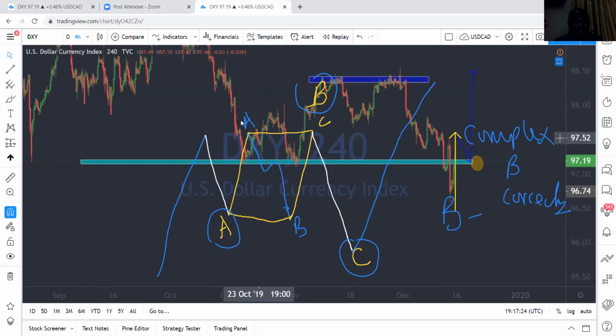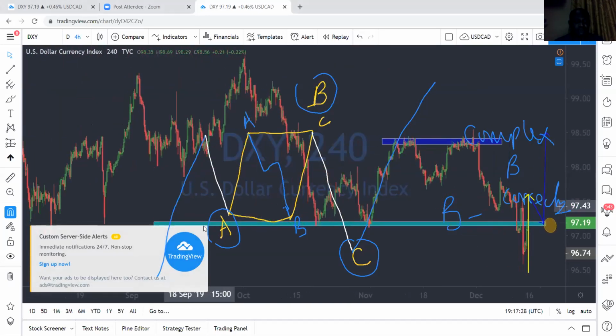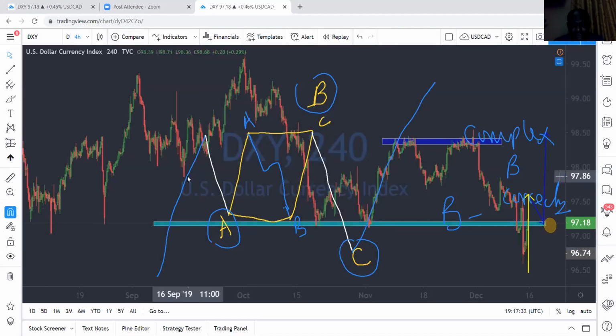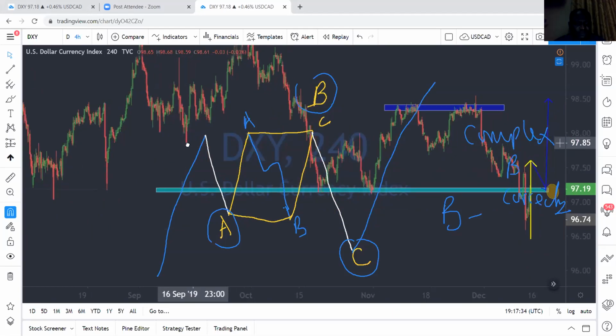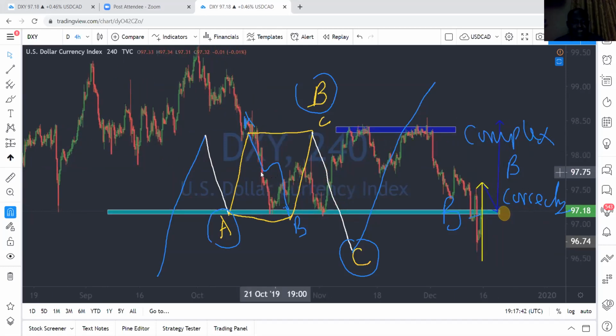So now let me show you an example of what is called a complex B correction. I'll look for an example in the chart. A complex B correction. Boom. 1, 2, 3. Boom. Boom. All right. I've already spotted one. So I'm not going to clean up this so that you can get it down. 1, 2, 3. Down. Boom. All right. So let's draw it together.